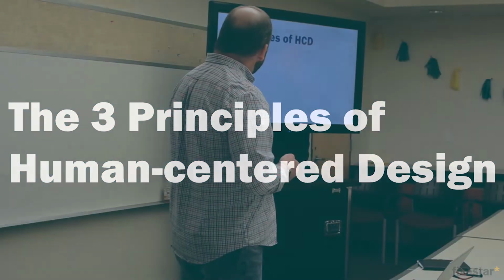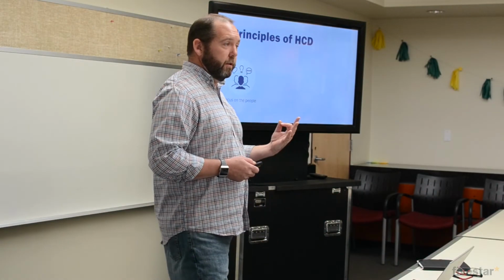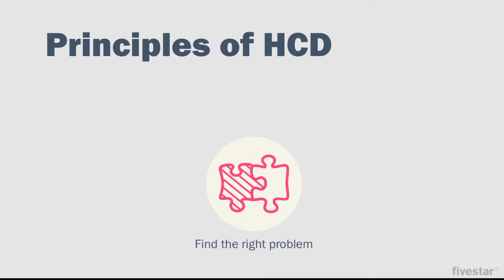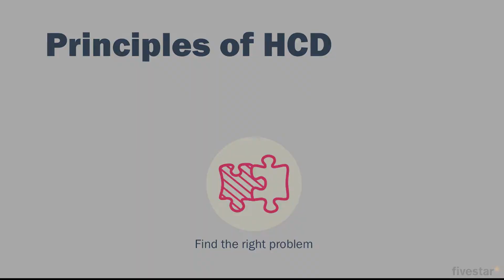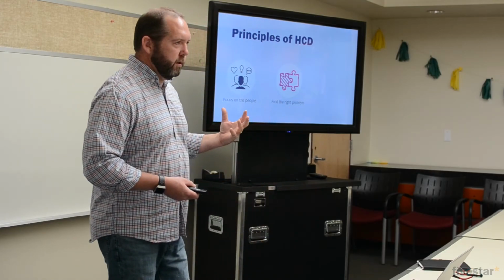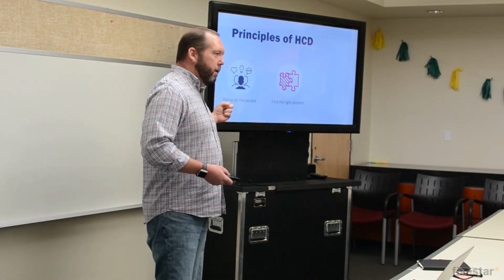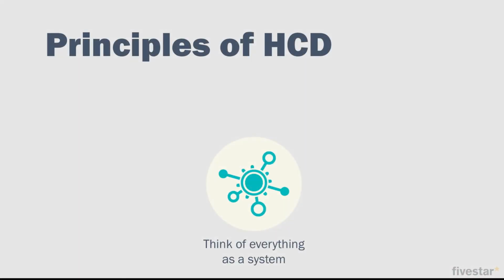All right, so the principles of human-centered design, very simple, there's only three. First, we focus on the people. That's the whole empathy piece of it. And we carry this through the rest of the work that we do. Then we find the right problem. And a lot of times, like I said before, it's not the problem that we're told that it might be. If we keep in mind, especially when we're designing and when we're developing, what the core purpose, the primary purpose of the application is, and the people that we're building it for, then we're able to see what the right problem is. And the third thing is to think of everything as a system.